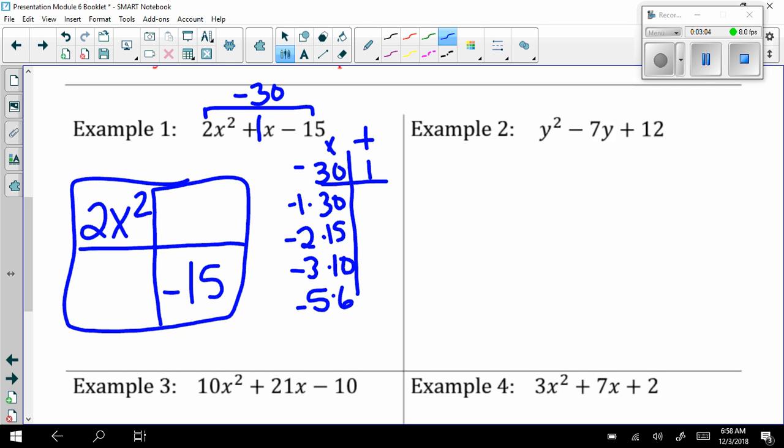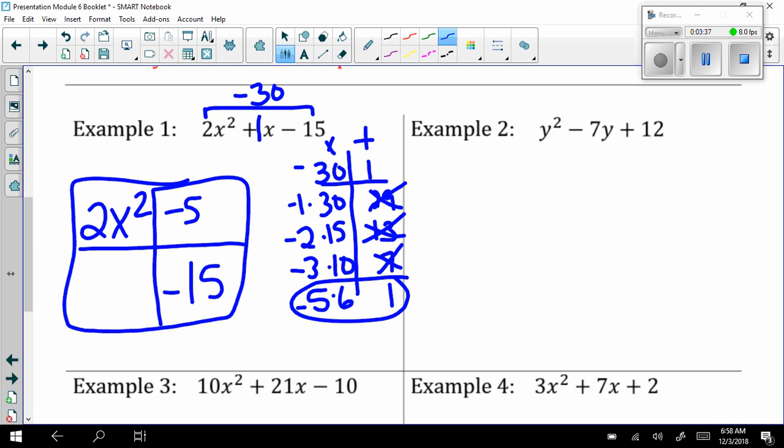Okay, now when I say I want to add to 1, ready? Negative 1 plus 30 would be 29. That doesn't work. Negative 2 plus 15 would be 13. That doesn't work. Negative 3 plus 10 would be 7. That doesn't work. Negative 5 plus 6 would be 1. That's the one I want. Okay. We're going to do that several times, so hopefully you'll get to where you understand what's happening there. That one takes a little practice.